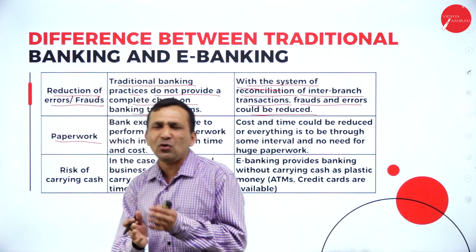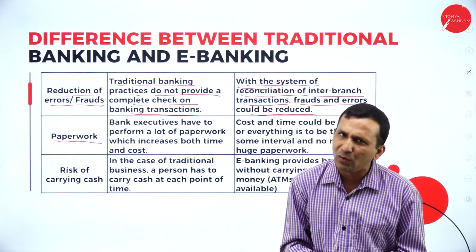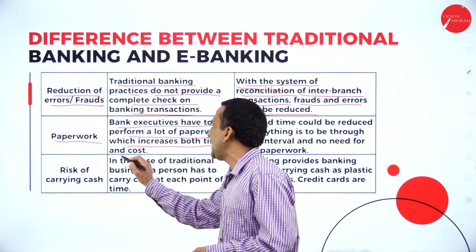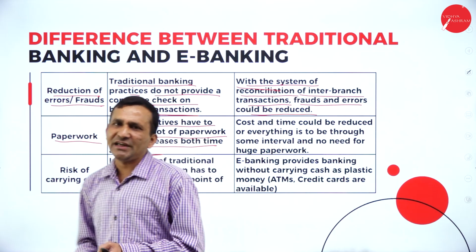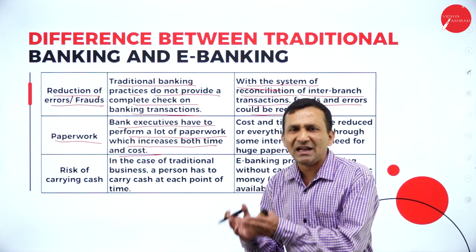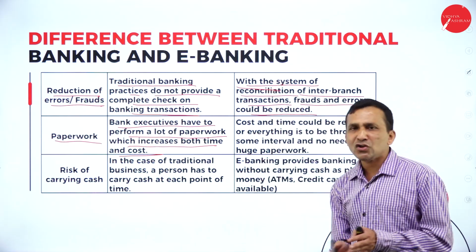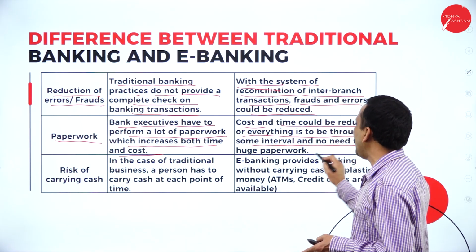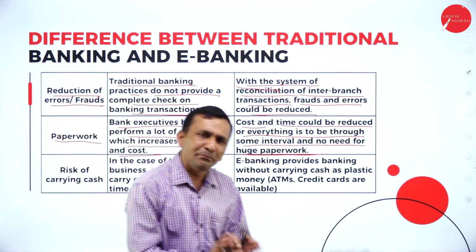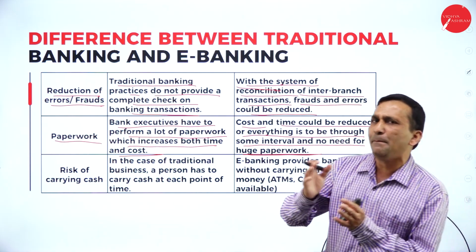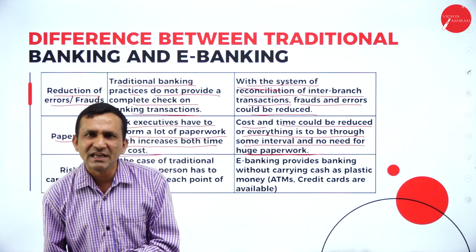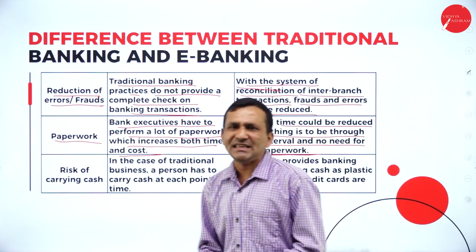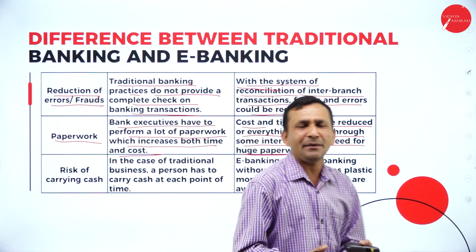And the paperwork: no doubt the traditional banking is completely dependent on manual paperwork. So bank executives have to perform a lot of paperwork, which increases both time and cost consumption, because they need to maintain cash ledger, journal entry, cash balance, balance sheet, everything manually. But in the electronic banking system, the cost and time could be reduced, and there is no need for huge paperwork. Once the transaction is computerized, even the customers can take the statement, and the bankers simultaneously get a number of reports using specific software, which is core banking system. So the customers can deposit in one city and withdraw from another city; the transactions are interconnected because of the core banking system.